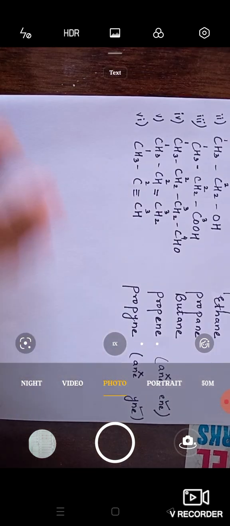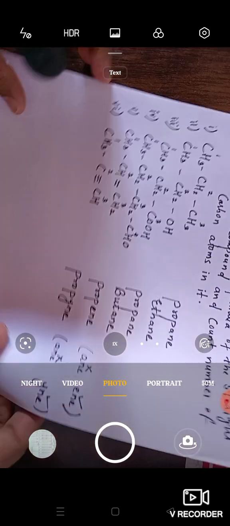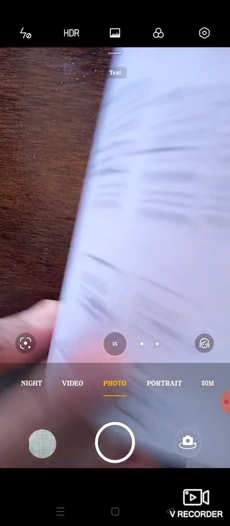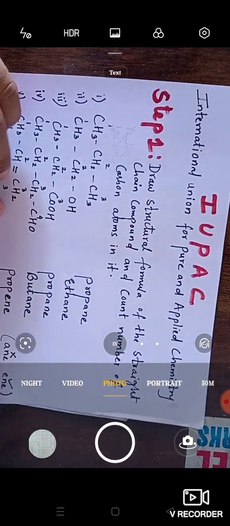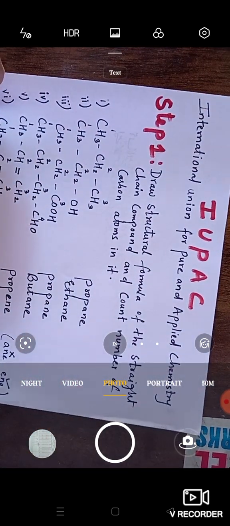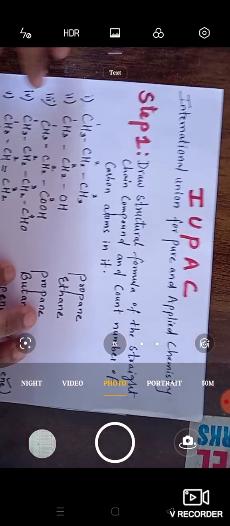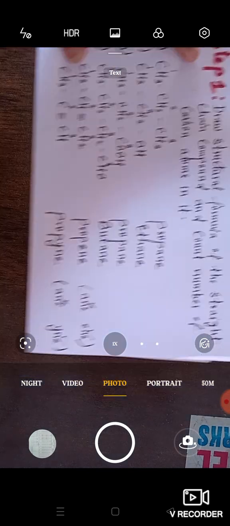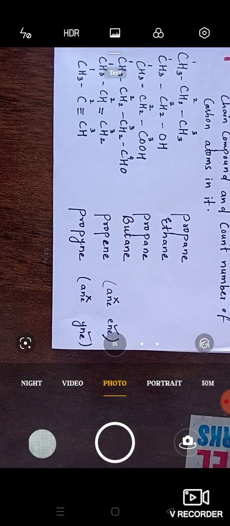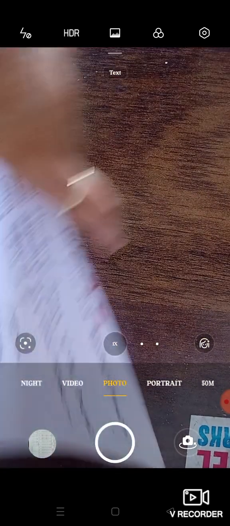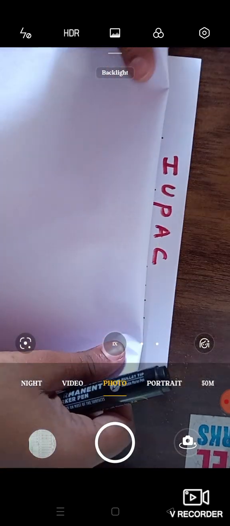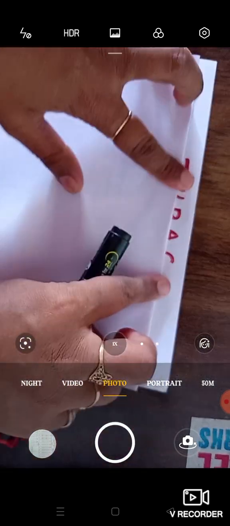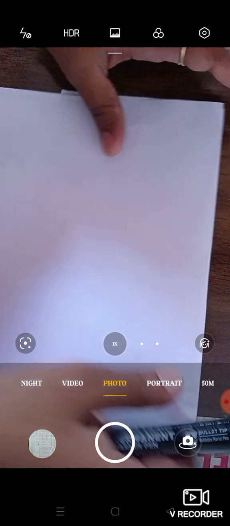Now let's move on to step 2. I hope step 1 is clear to everybody. After doing all the 3 steps, we will be doing the examples. So step 1 here we have completed. Now we'll be moving on to step 2. Let's see what the second step in IUPAC nomenclature is.